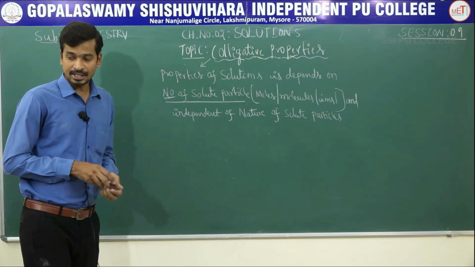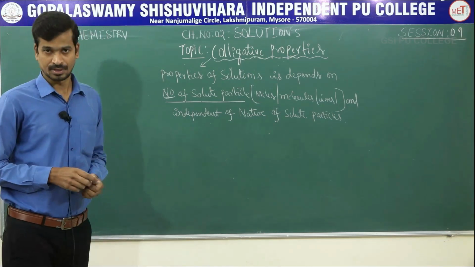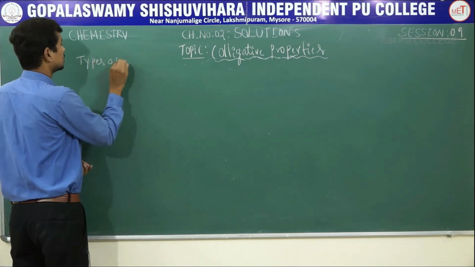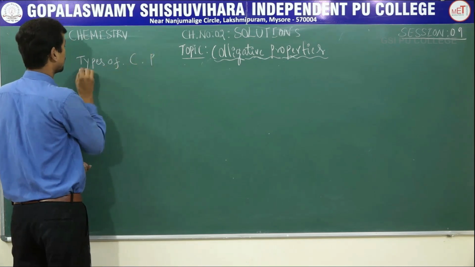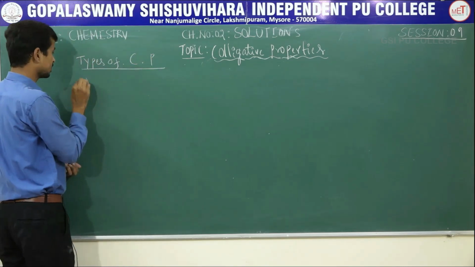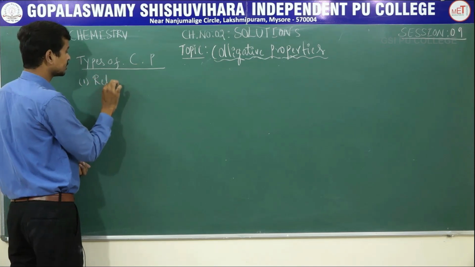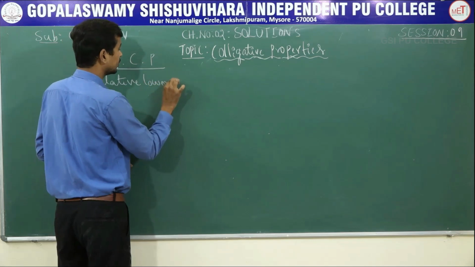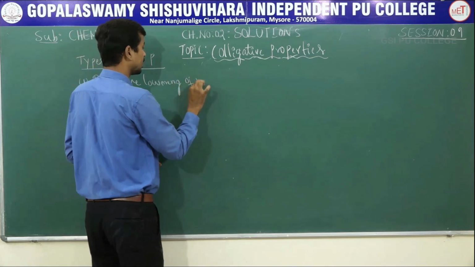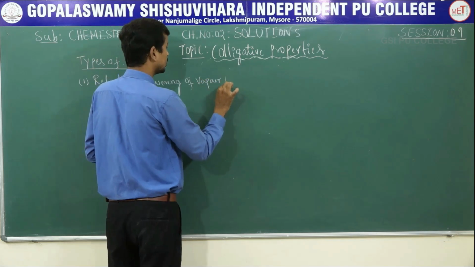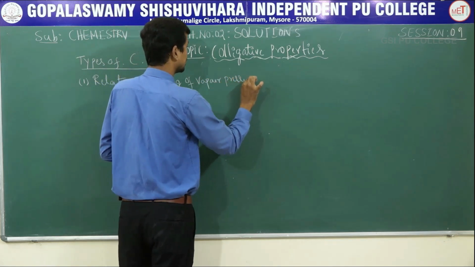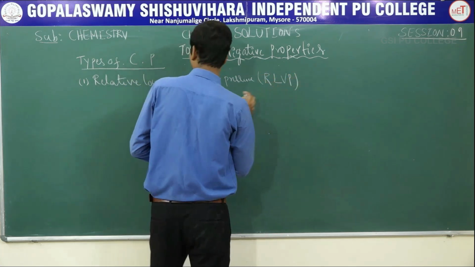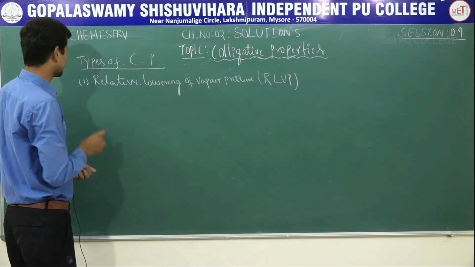Clear? The colligative properties, there are 4 types. First one, relative lowering of vapor pressure. It is written as RLVP, meaning the relative lowering of vapor pressure.